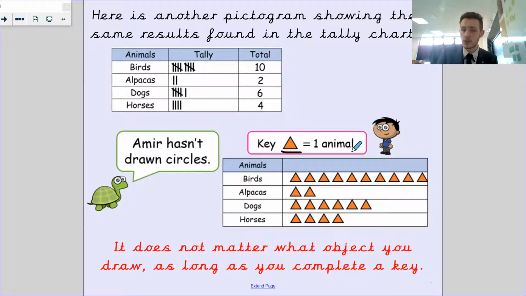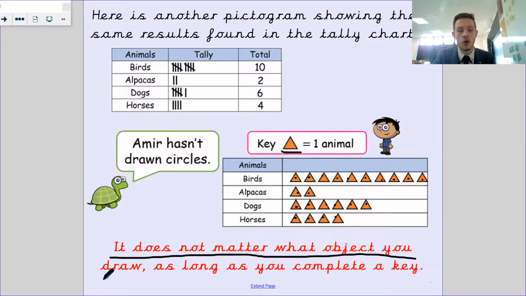You're right, it doesn't, because Amir has still got 1, 2, 3, 4, 5, 6, 7, 8, 9, 10 triangles for 10 birds, 2 triangles for 2 alpacas, 1, 2, 3, 4, 5, 6 triangles for 6 dogs, and 1, 2, 3, 4 triangles for 4 horses. You ready? It does not matter what object you draw as long as you complete the key.